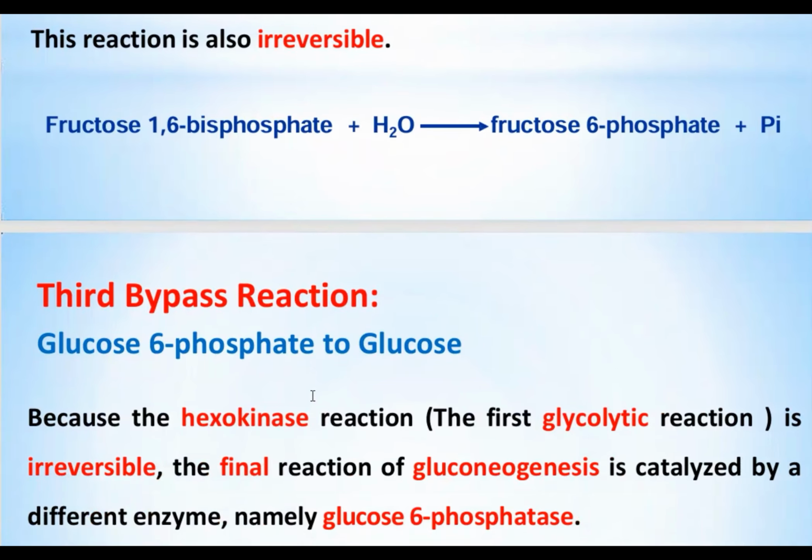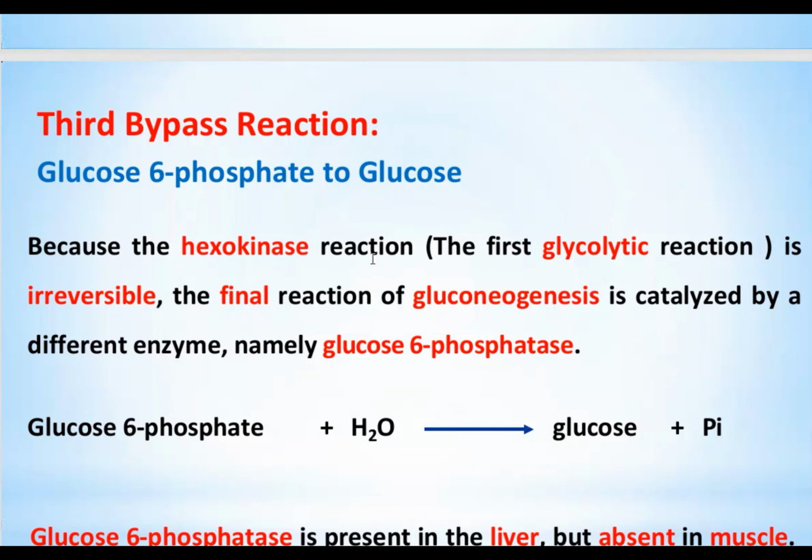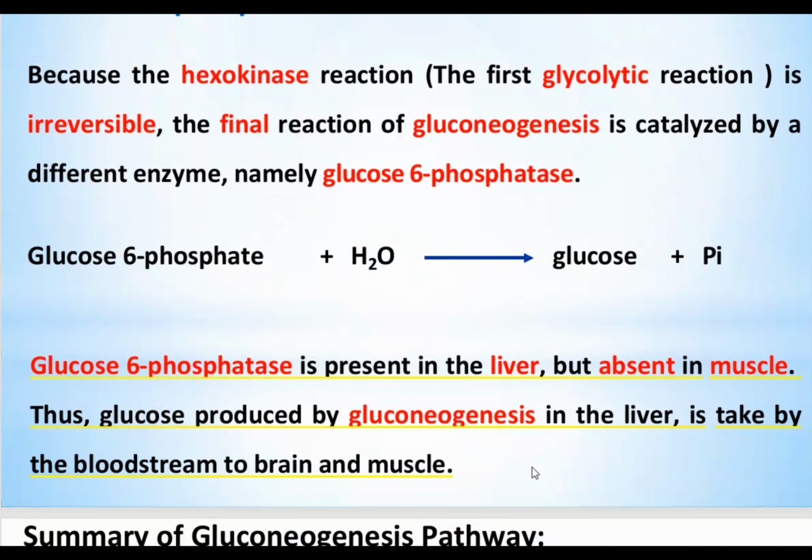Now the third bypass reaction: glucose 6-phosphate will convert to form the glucose molecule. Because of the hexokinase reaction, which is irreversible, the final reaction of gluconeogenesis is catalyzed by a different enzyme, namely glucose 6-phosphatase. Now glucose 6-phosphate plus H2O forms glucose plus Pi. Glucose 6-phosphatase is present in the liver but absent in the muscles. Thus the glucose produced by gluconeogenesis in the liver is taken by the bloodstream to the brain and muscles.